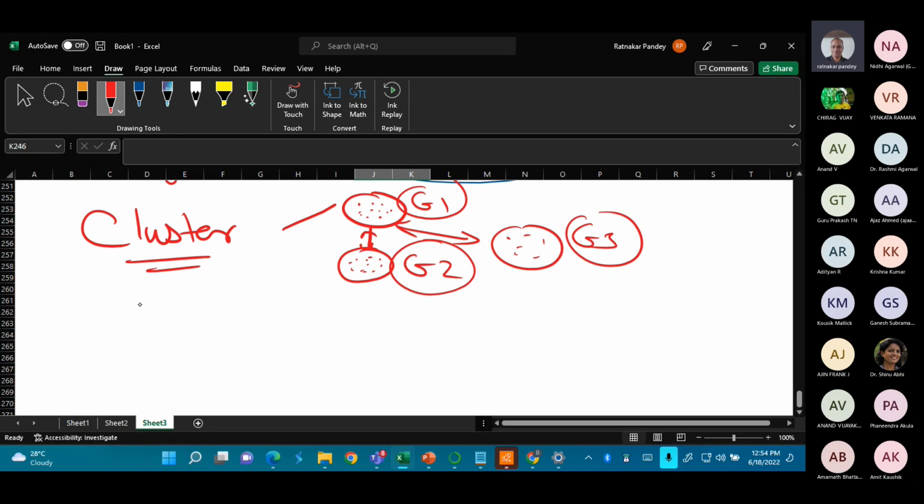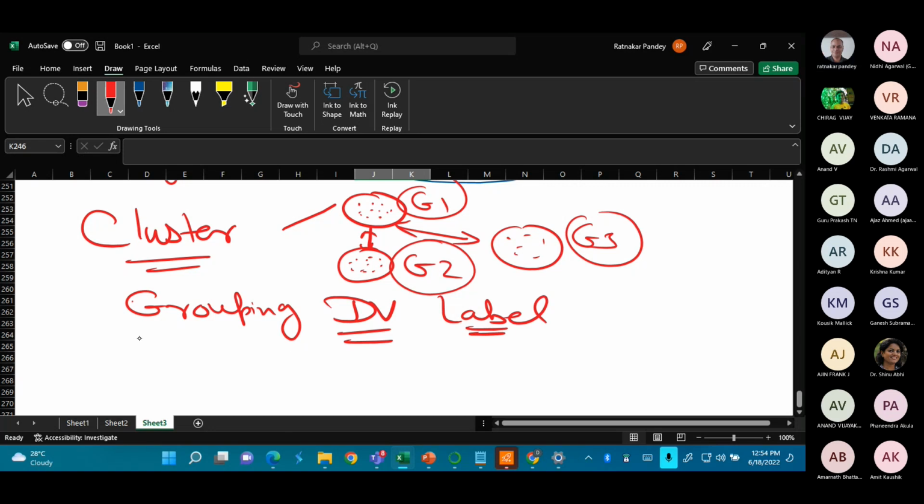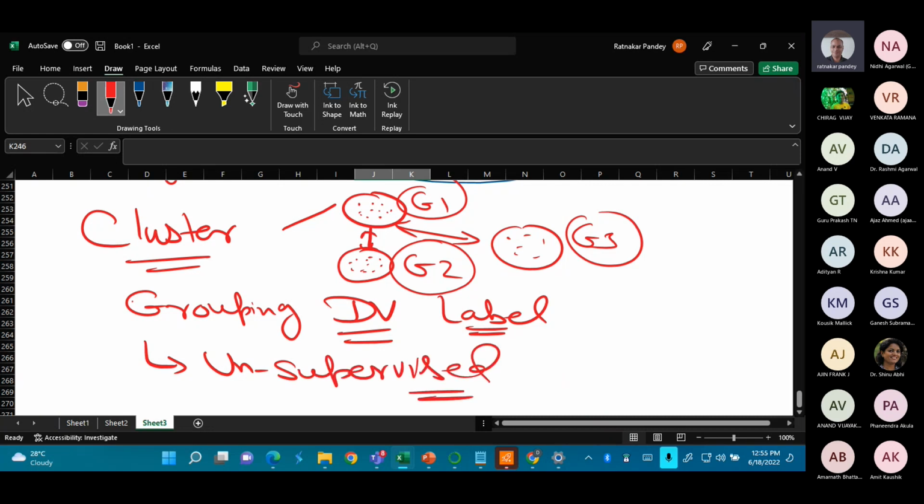And because we are doing more of a grouping, there is no dependent variable or label over here. Will this be supervised or unsupervised learning? This will be unsupervised learning, right? So you're not necessarily targeting any particular variable. This is unsupervised learning where you're just trying to group the objects. And how do we group them?